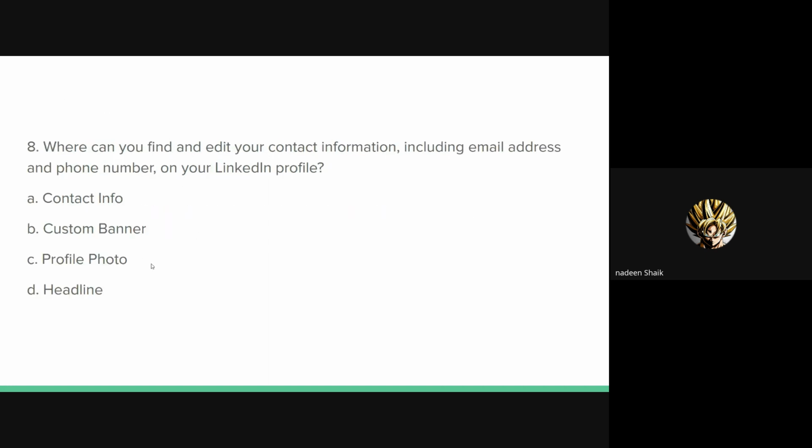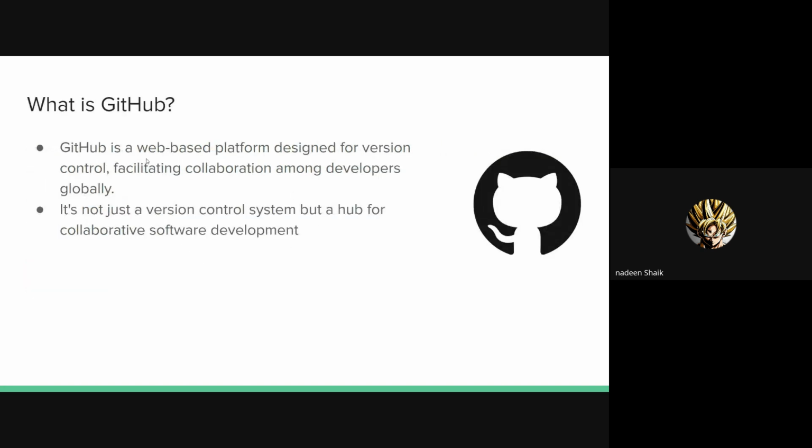It is the end of the LinkedIn optimization section, and now we will go to our GitHub optimization section. What is GitHub? GitHub is a web-based platform designed for version control, facilitating collaboration among developers globally.